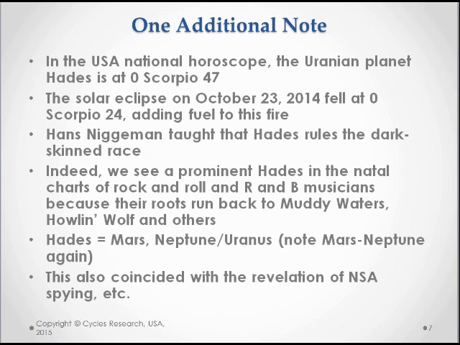Now, one additional note. In the USA National Horoscope, the Uranian planet Hades is at 0 Scorpio 47, and the solar eclipse on October 23, 2014 fell on that degree. Now, Hans Niggemann from the Hamburg School of Astrology taught that Hades rules the dark-skinned races. And I can make this very clear to you by just taking the horoscope of any rock and roll star, Elvis Presley, Chuck Berry, put the pointer on Hades in the chart, and you'll see it lights up like a Christmas tree. Where does white American rock and roll trace its roots back to but to black rhythm and blues?